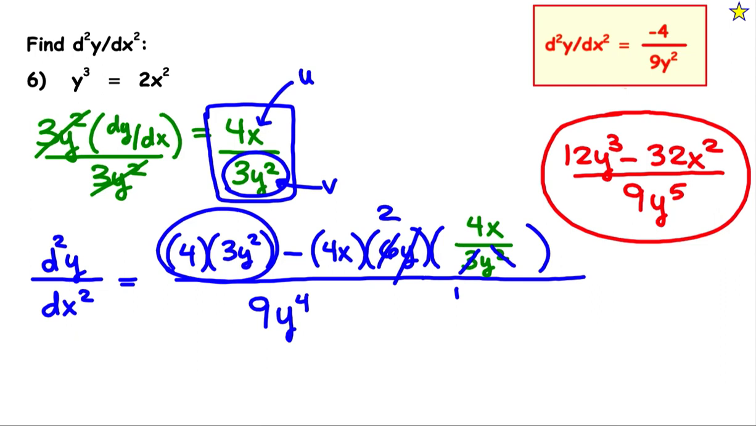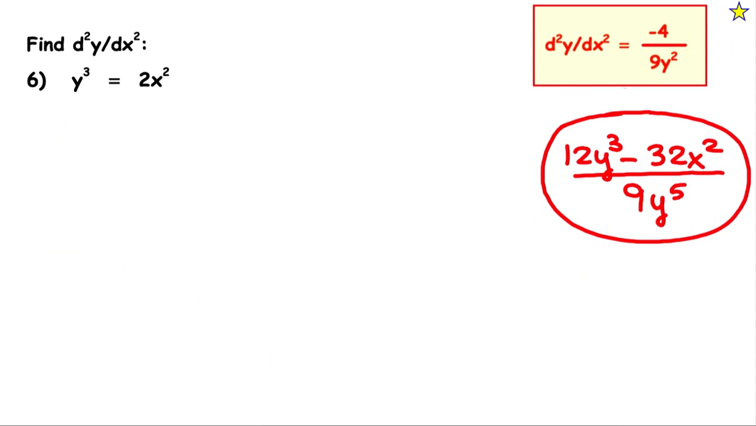y cubed equals 2x squared. Let me get rid of all my blue and green stuff. And we'll work a little algebra to prove to you that the answers are the same. I noticed that in their answer, well, that's actually my answer, there are no x's. And so I need to get rid of this 32x squared.